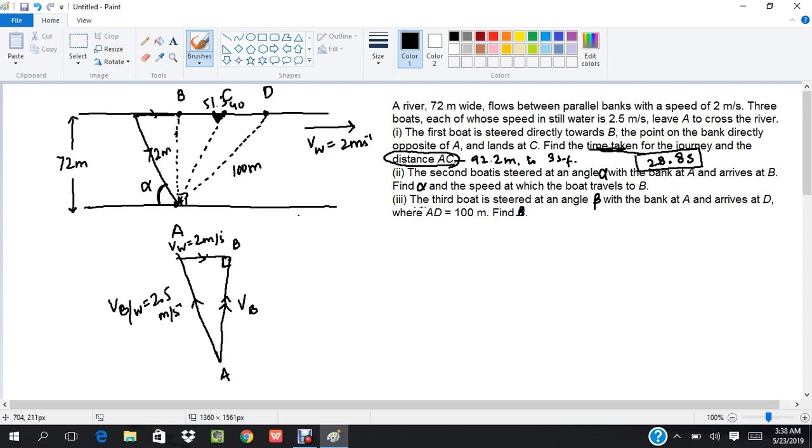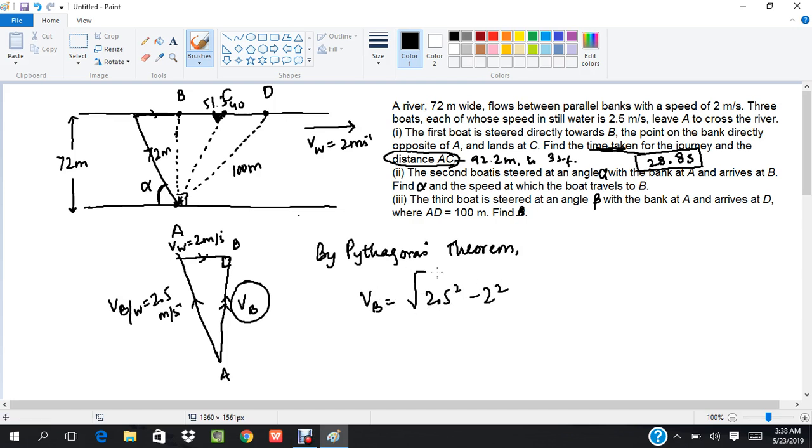So again, we can first find, what have we been asked? We have been asked to find angle alpha and the speed at which the boat travels to B. That is this speed. This speed can be simply found using Pythagoras' theorem. So we'll tell the examiner that by Pythagoras' theorem, VB is equal to square root of 2.5 squared, take away 2 squared. Why take away? Because this is the hypotenuse this time. So the answer comes out to be 2.5 squared, take away 2 squared, it is 1.5 meters per second.